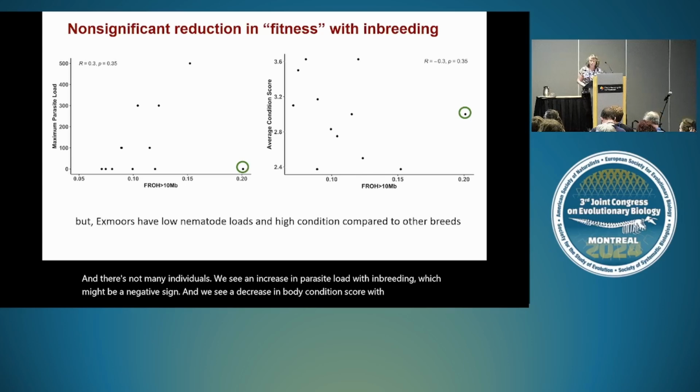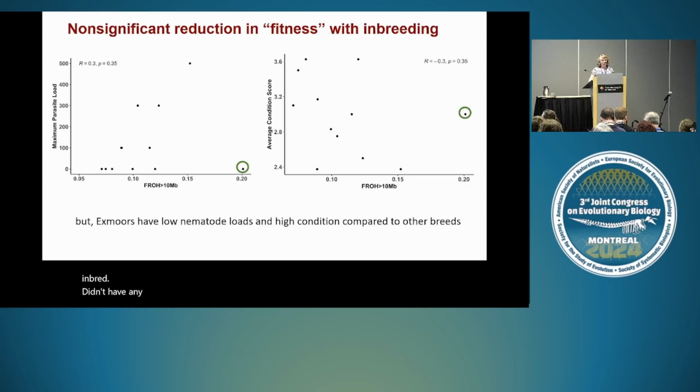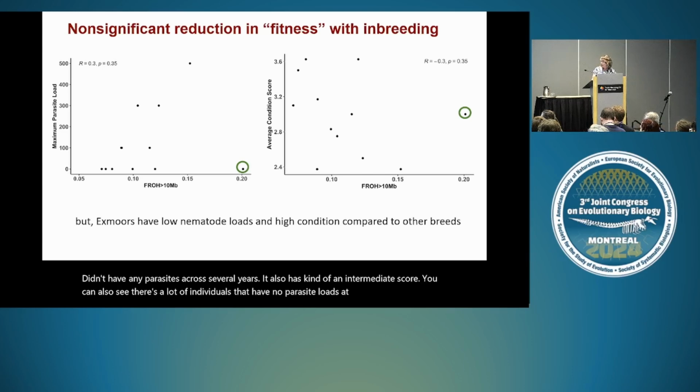But if you look at these points here, one of the individuals that was most highly inbred didn't have any parasites across several years. It also has an intermediate score. You can also see there's a lot of individuals that have no parasite loads at all. And one of the things about Exmoors is, compared to other horses, they have really low nematode loads. Almost all livestock have huge numbers of nematodes that are endemic, but the ponies don't.